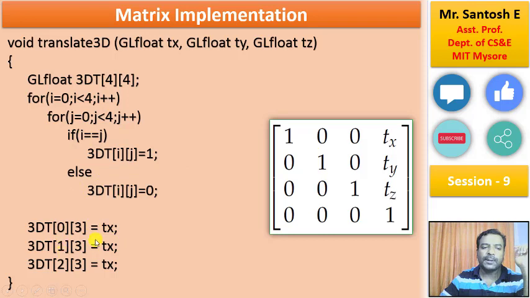Once this is done, I am going to make sure these 3 values will be copied with the tx value, ty value and tz value. So please make a correction here. This is supposed to be ty and tz. Hence I am going to copy the tx value at 0, 3, because this is the 0, 3 position. This is the 1, 3 position, and this is the 2, 3 position. Hence I am going to copy tx, ty, and tz here. So please make a note here. You need to make the correction for this. This is not tx, it should be ty and tz.